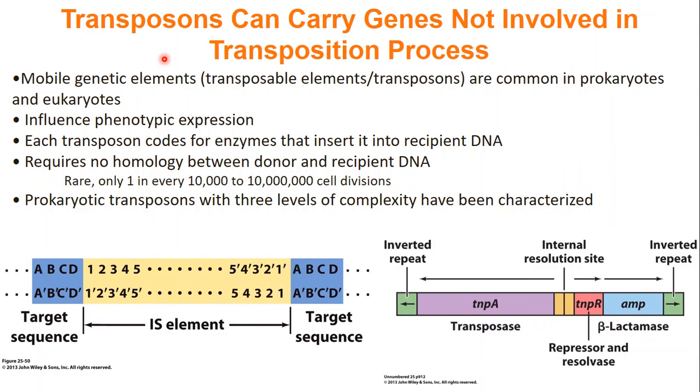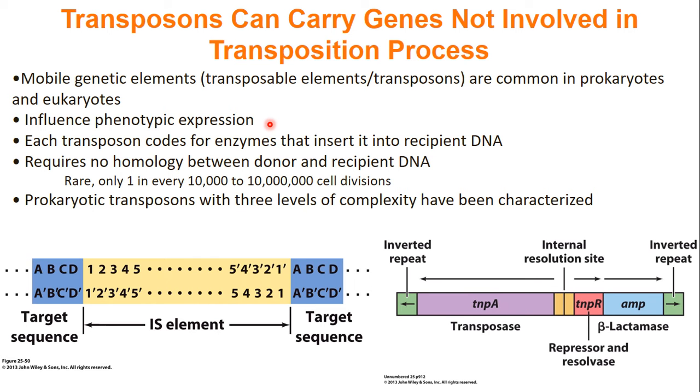In this video, we're going to look at transposons. Transposons are elements of the DNA that are mobile. They can move around, and they're common in both prokaryotes and eukaryotes. One of the things that these transposons can do is that they can influence phenotypes, and they can also influence evolution in the long term.